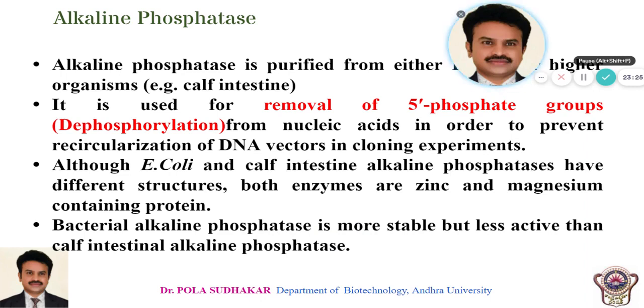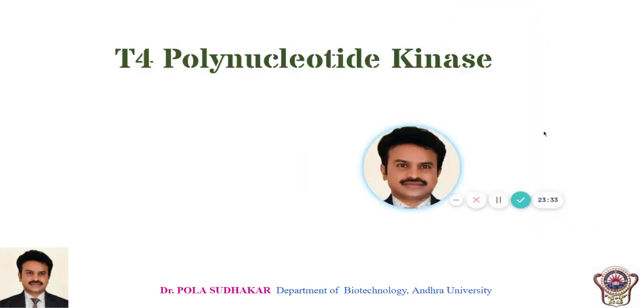Bacterial alkaline phosphatase is more stable but less active than calf intestinal alkaline phosphatase. The next enzyme used in genetic engineering is polynucleotide kinase. This polynucleotide kinase catalyzes the transfer of the terminal phosphate group of ATP to the 5' hydroxylated terminal of DNA or RNA. Polynucleotide kinase enzyme is frequently used to label the nucleic acid with P32.